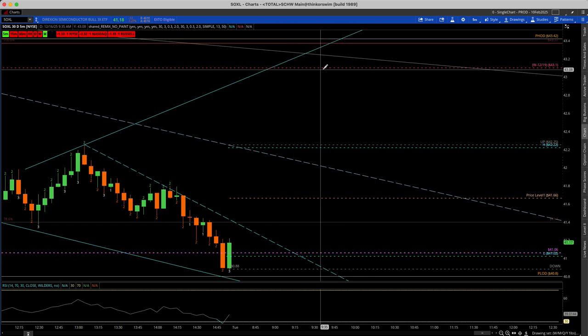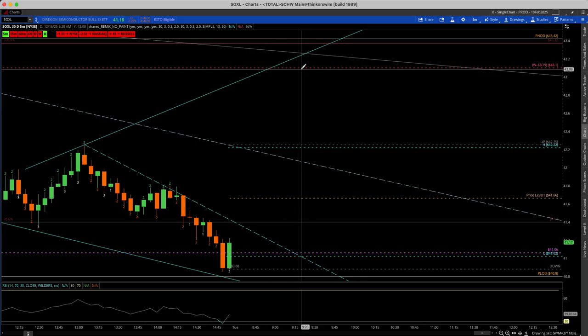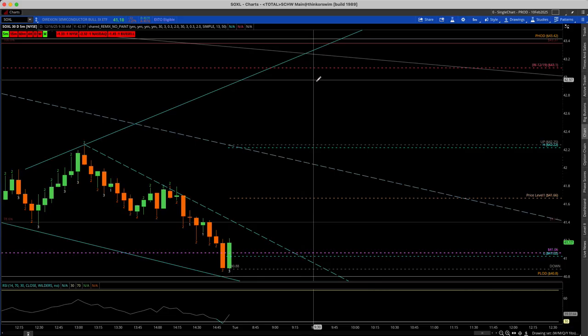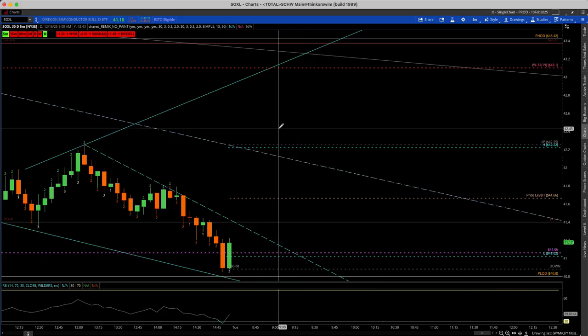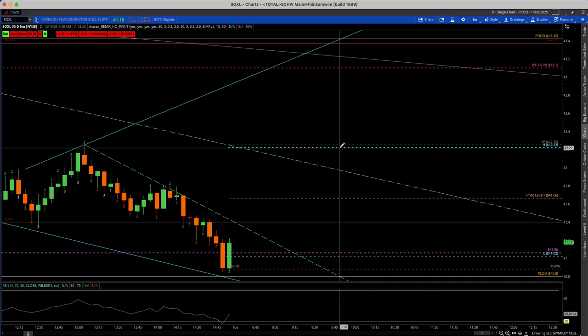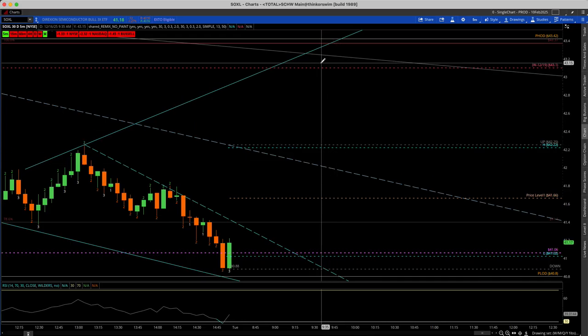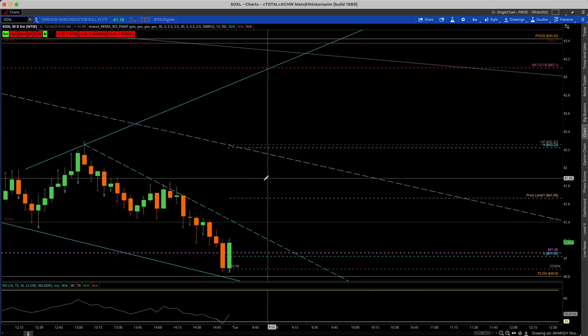Now, we do want to watch this 43.10 level. That is the week flip. So that's where the week opened up. The week flip tends to be an intraday support resistance level. So even if we do get that higher low and we push through overnight high, watch for any type of rejection or even just sideways action around the week flip before we get to that previous high of day, right?